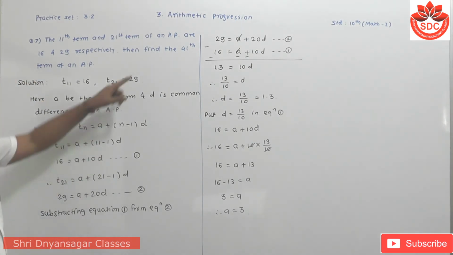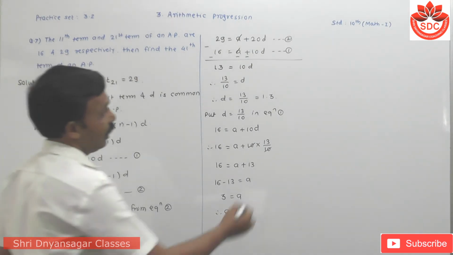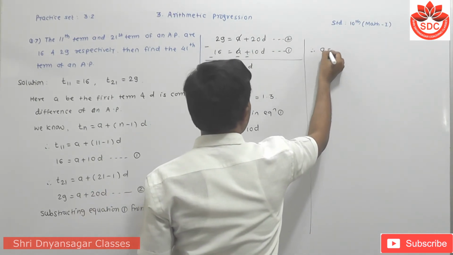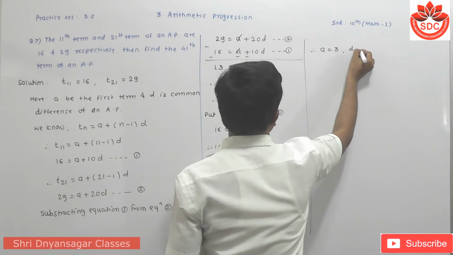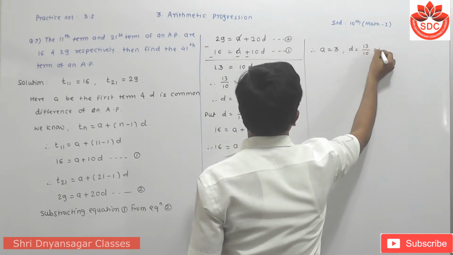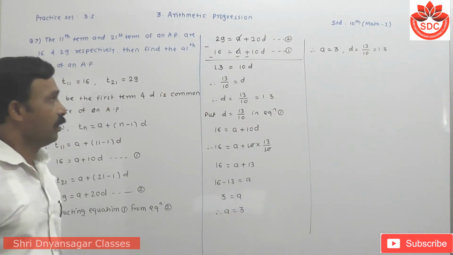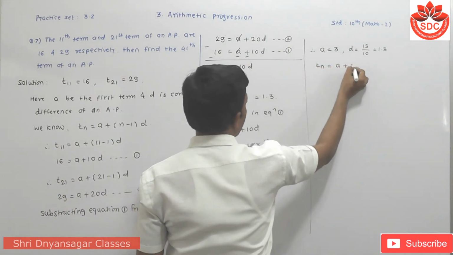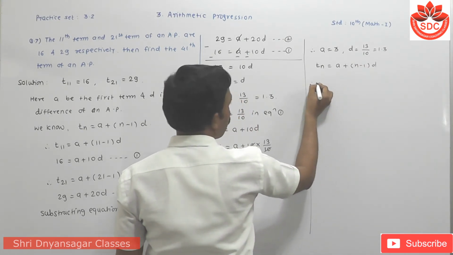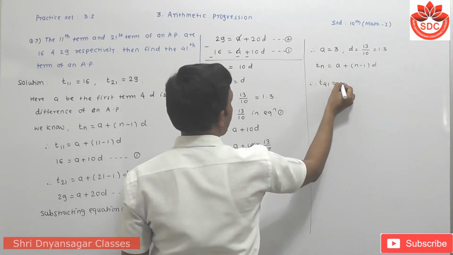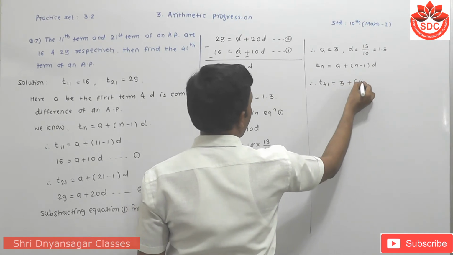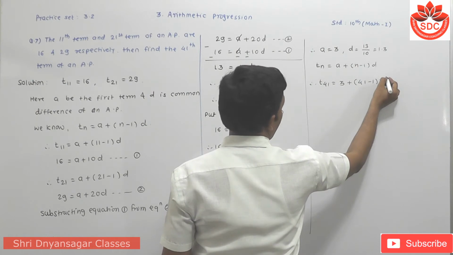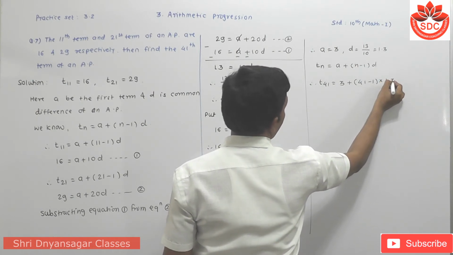Now student, we have to find out the 41st term here. Therefore again we use this value. Therefore a is equal to how much? 3, and d is equal to 13 upon 10 or 1.3. Then the value of the 41st term is tn is equal to a plus n minus 1 into d. Again we use this formula. t41 is equal to a is 3 plus n is 41 minus 1 into d is 13 upon 10 or 1.3.